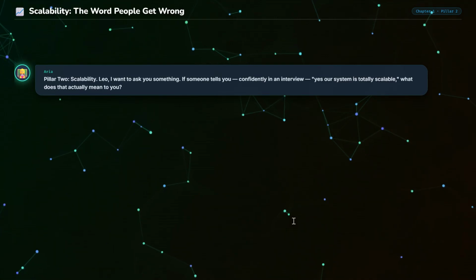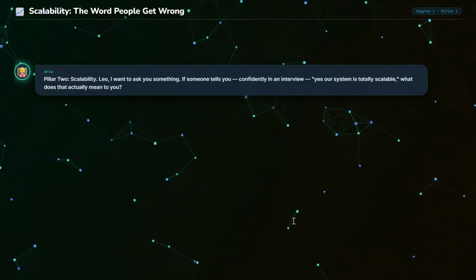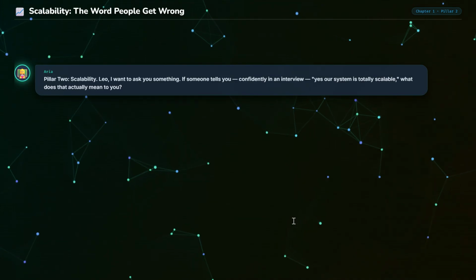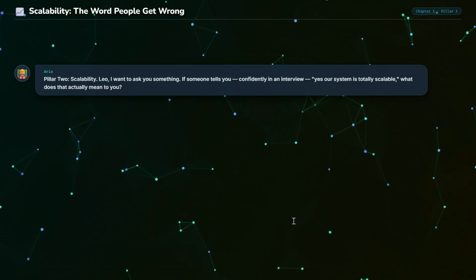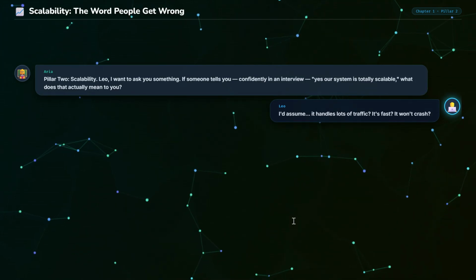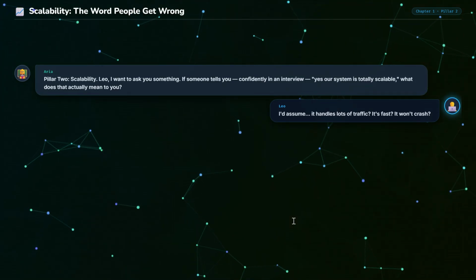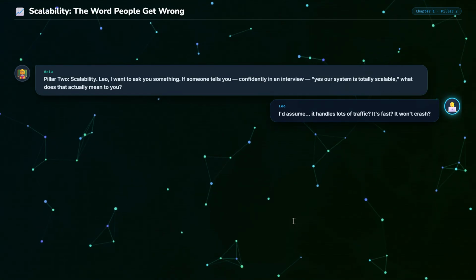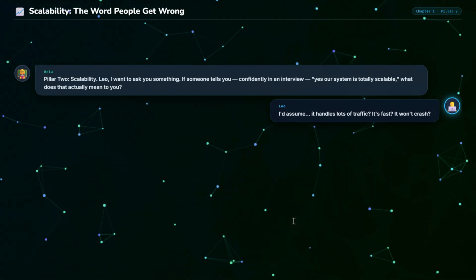If someone says to you in an interview confidently that their system is totally scalable, what does that mean to you? I would assume it handles lots of traffic. It does not crash under load. It is fast. Something like that.